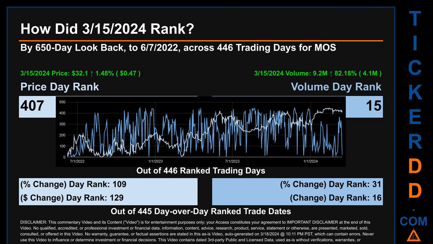The price's day-over-day percentage change, jumping 1.48% on March 15, 2024, had a day rank of 109 while its dollar difference of 47 cents had a rank of 129 when compared day over day across 445 trading days. Volumes percentage change and difference were ranked respectively at 31 and 16.